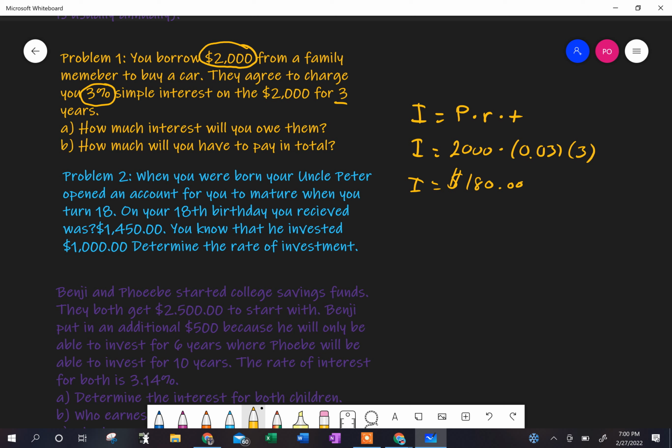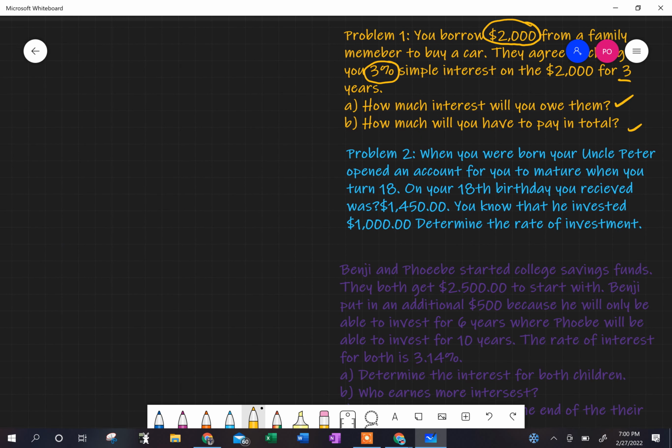Now I want to make sure that you understand that with this loan, you're paying the interest on all of the money that you borrowed. So if you start paying off the loan early, that would be a little bit different. That's not simple interest. So it says, how much interest will you owe them? $180. How much money will you have to pay them in total? The total would be $2,000 plus the $180, which is $2,180. So let's take a look at the second question.